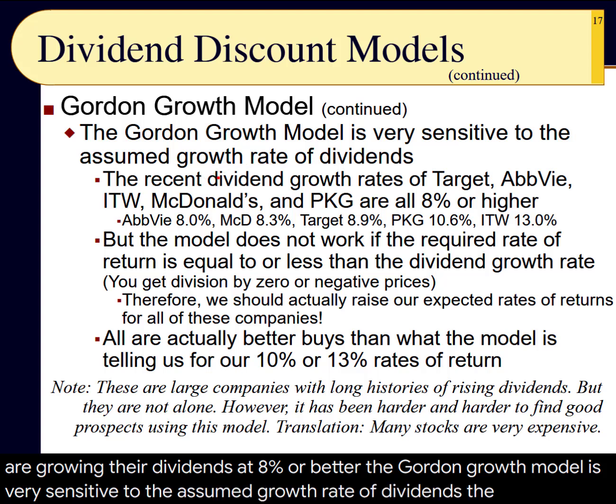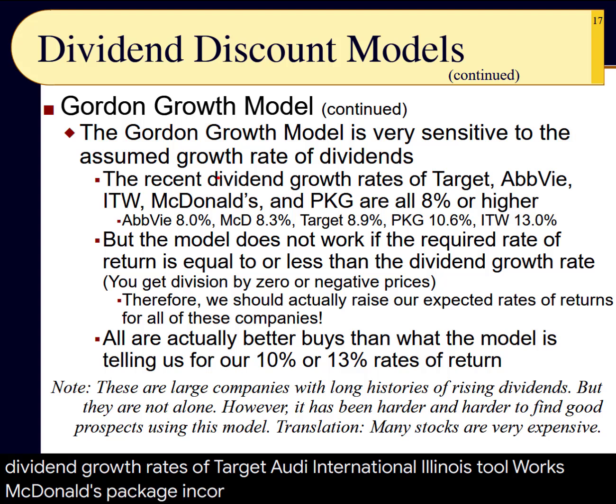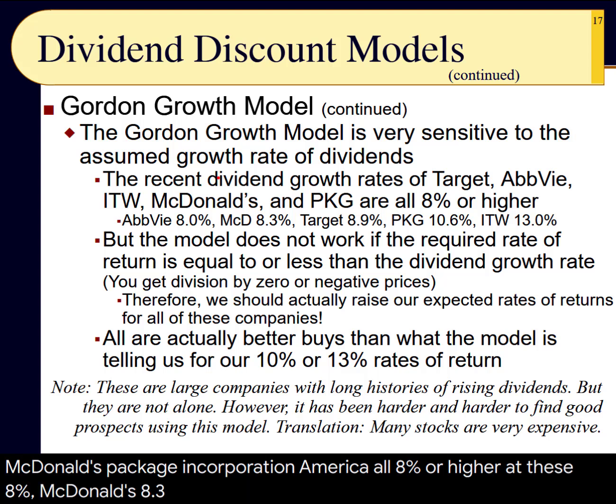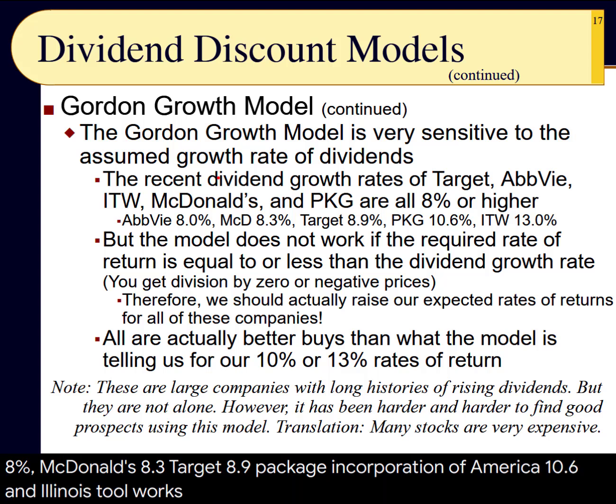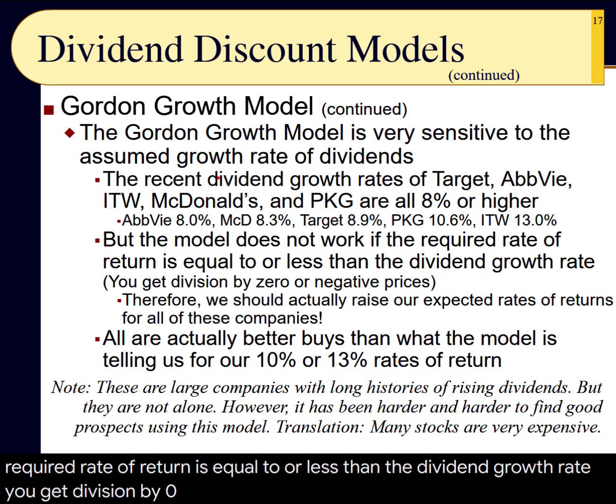The recent dividend growth rates of Target, AbbVie, Illinois Tool Works, McDonald's, and Packaging Corporation of America are all 8% or higher. AbbVie's 8%, McDonald's 8.3%, Target 8.9%, Packaging Corporation of America 10.6%, and Illinois Tool Works 13%. But folks, the model doesn't work if the required rate of return is equal to or less than the dividend growth rate. You get division by zero or negative prices.